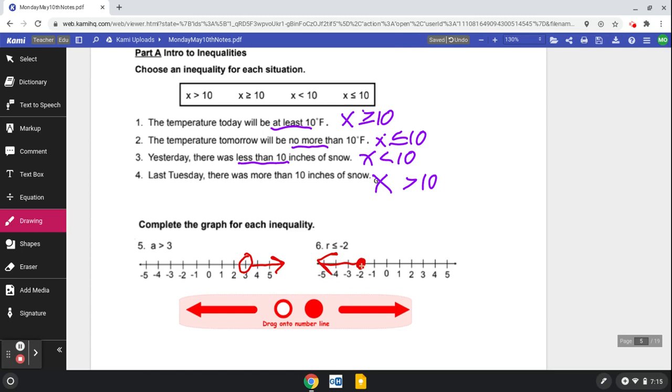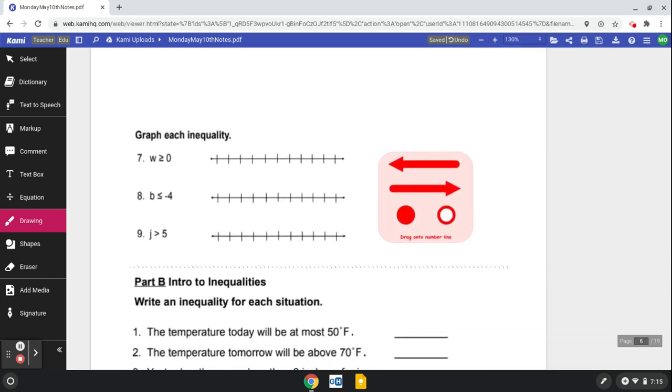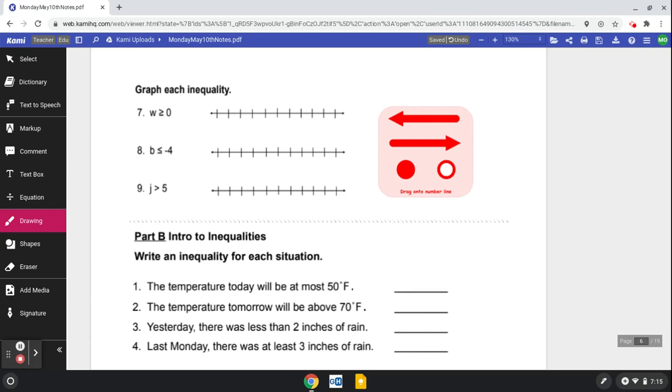And then we go where the numbers are decreasing. Okay, so that's your first page of notes. Okay, now we have graph each one still.